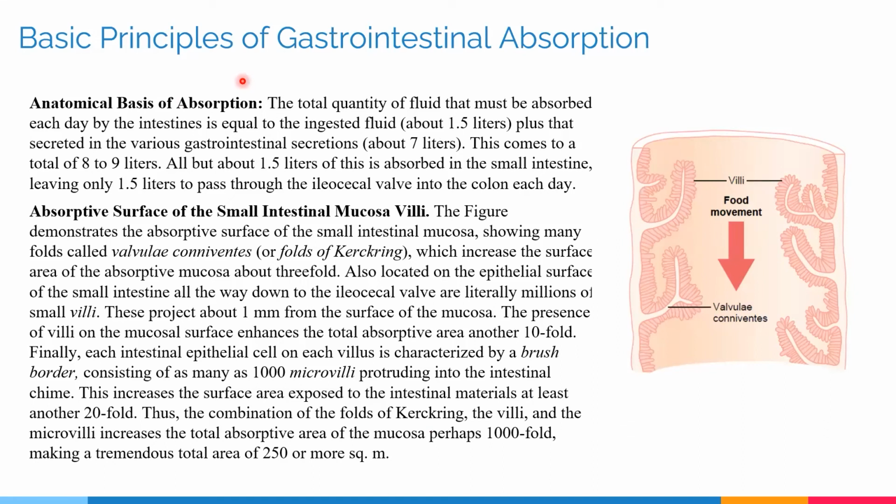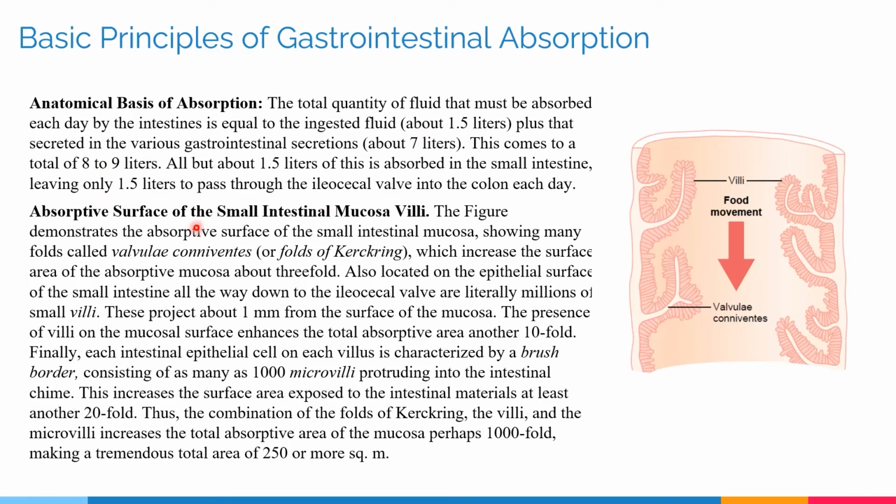Next, we have the basic principles of gastrointestinal absorption. First we look at the anatomical basis of absorption. The total quantity of fluid that must be absorbed each day by the intestine is equal to the ingested fluid, which is around 1.5 liters, plus that which is secreted in the various gastrointestinal secretions, which is about 7 liters. This comes to a total of 8 to 9 liters daily. All but 1.5 liters of this is absorbed in the small intestine, leaving only 1.5 liters to pass through the ileocecal valve into the colon every day.